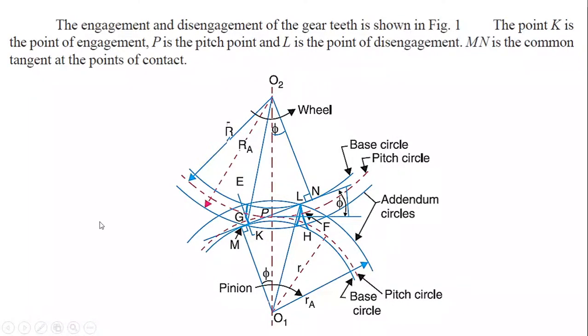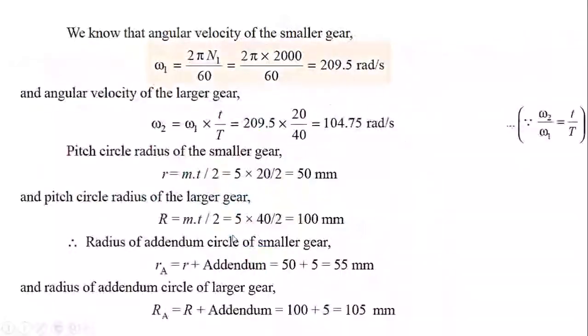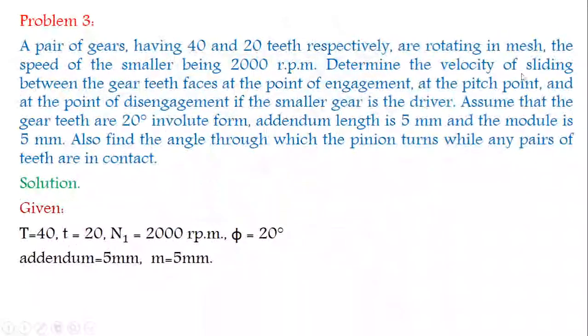We are discussing this question, where they are asking to determine the velocity of sliding. In the last question, they asked for the maximum sliding velocity of the gear wheel. Here they are asking three different things. One is the sliding velocity between the gear teeth faces at the point of engagement, the point K.